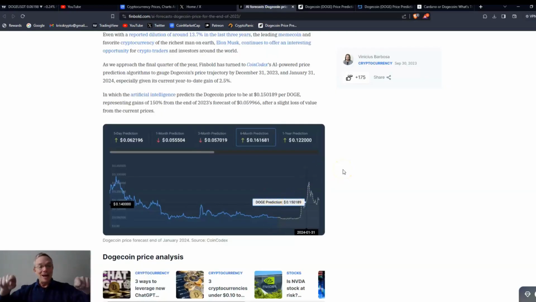Let me know in the comments below what you think the end of the year price prediction is for Dogecoin. Again, we may still have a little bit of a dip in October, but at some point in time, Dogecoin's going to go on a run like we've seen it before. Again, not guaranteed, not financial advice, but that could certainly happen.